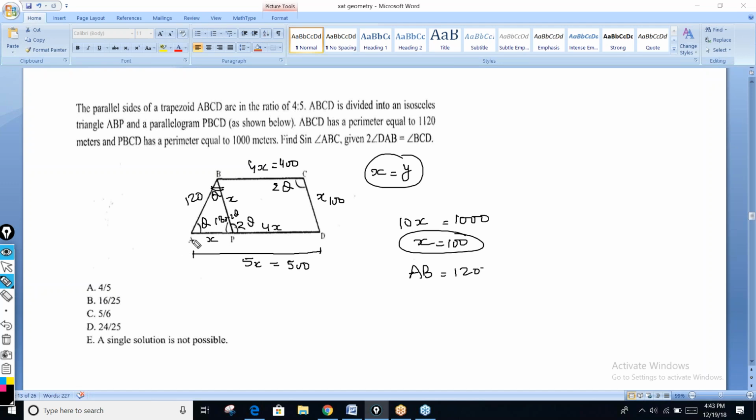AB comes out to be 120, and these two sides come out to be 100 and 100. What do we need to find out? We need to find out angle ABC. That we need to find out.